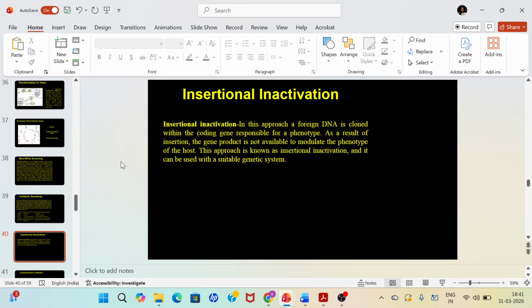Next is the insertional inactivation. In this approach, a foreign DNA is cloned within the coding gene responsible for a phenotype. As a result of insertion, the gene product is not available to modulate the phenotype of the host. This approach is known as insertional inactivation, and it can be used with a suitable genetic system. So here we are actually silencing a phenotype, so that if the phenotype is there, that means the cloning has not happened, and if the phenotype is not there, that means the cloning has happened.